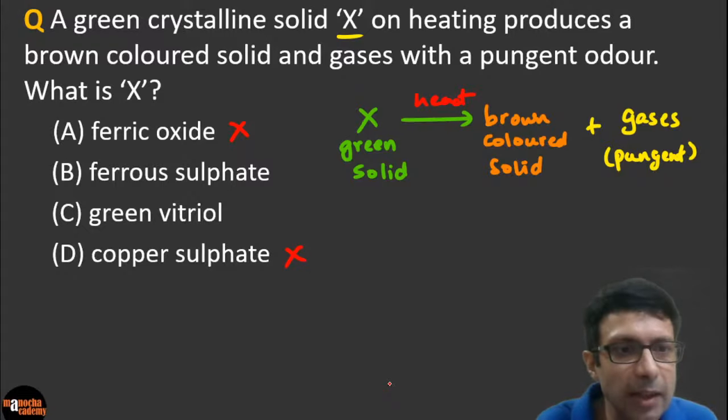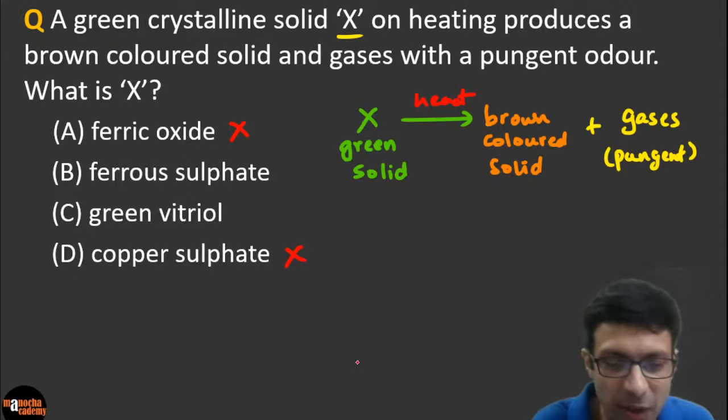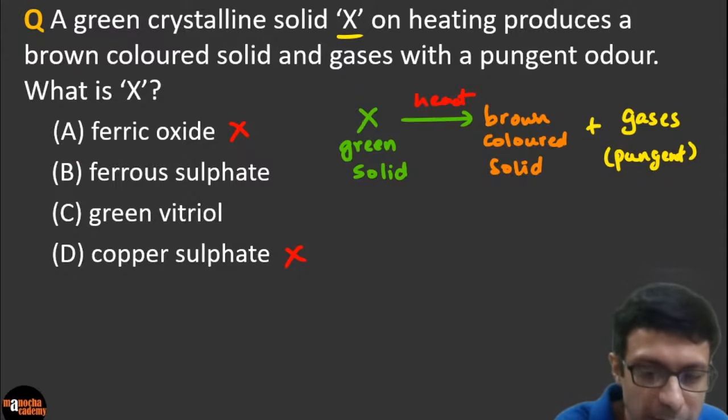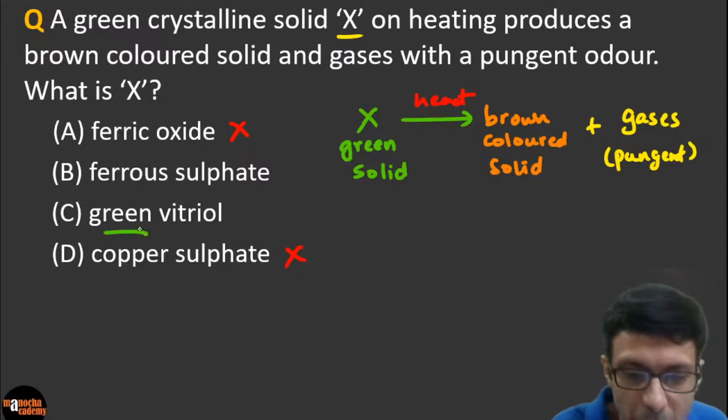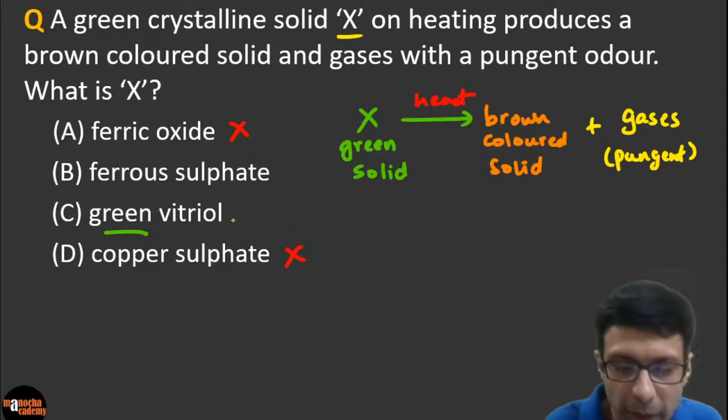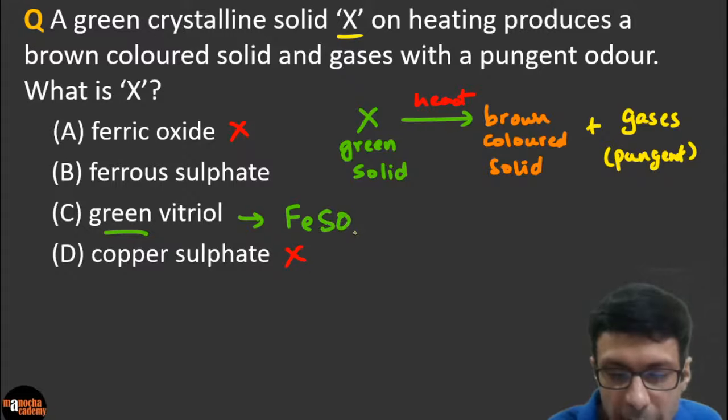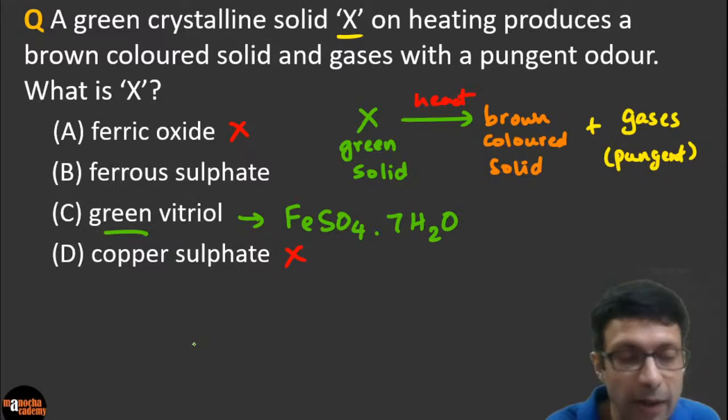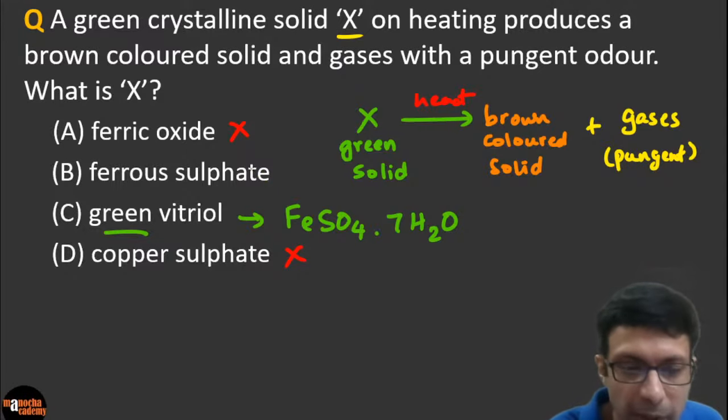Okay, excellent. I'm seeing some of you are going for B, some of you are going for C. What do you think the answer is? Let's see what's the difference. Green vitriol, that looks like a clue. Our answer should be green. Green vitriol is nothing but ferrous sulfate with 7 water molecules, and ferrous sulfate is simply FeSO4.